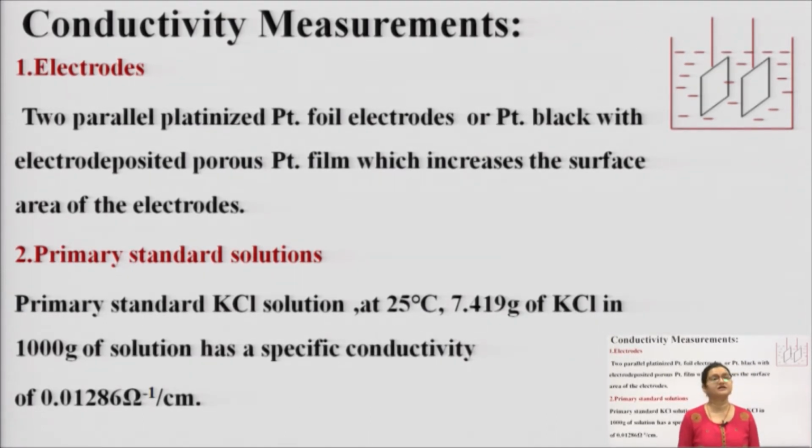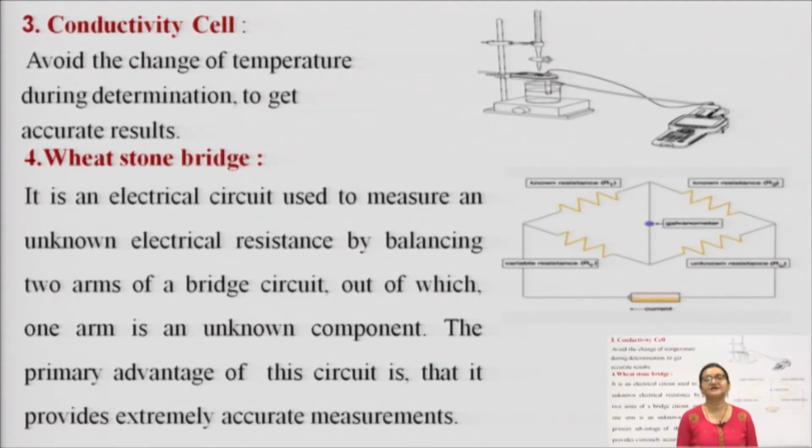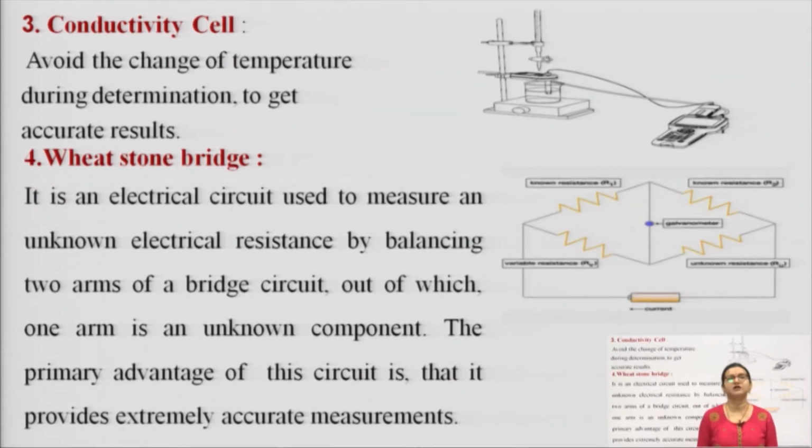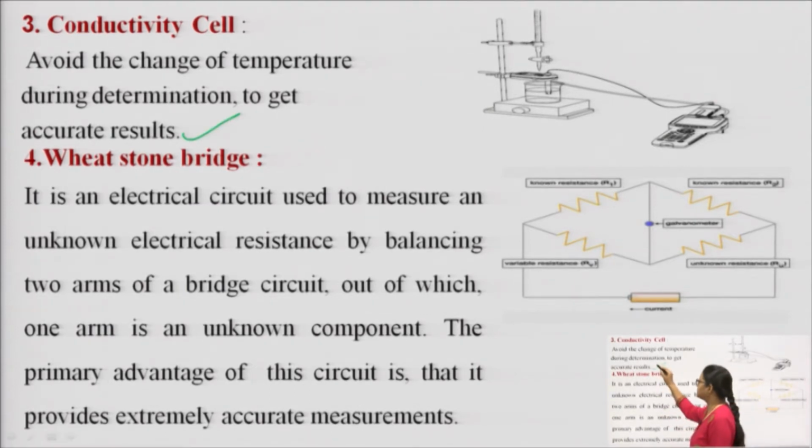What is a conductivity cell? A conductivity cell comprises two electrodes which are dipped in a primary standard solution. If we are doing conductivity measurement or conductivity titration, first of all we should avoid any temperature change or fluctuation in the temperature during the determination, so that we can achieve accurate results.